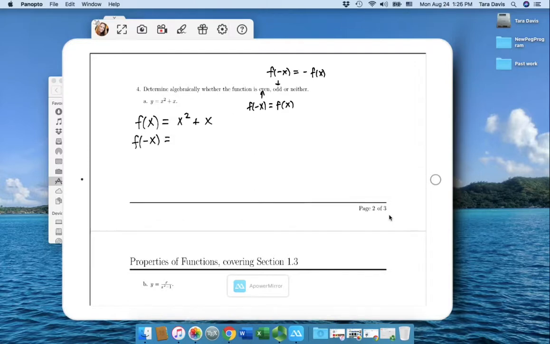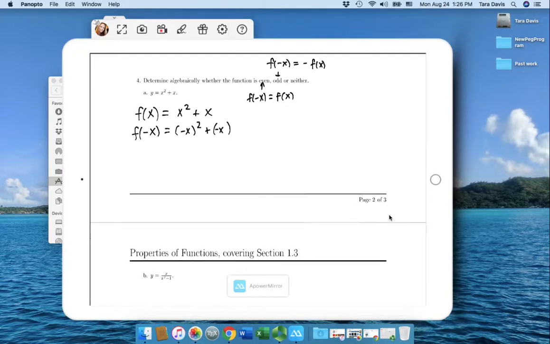Back to section 1.1, the first thing is that everywhere you see the x, you plug in negative x. That's just evaluation of the function at a point. But then further, we want to simplify this. Negative x squared is negative x times negative x, that's positive x squared. And when I add a negative x, that's minus x.